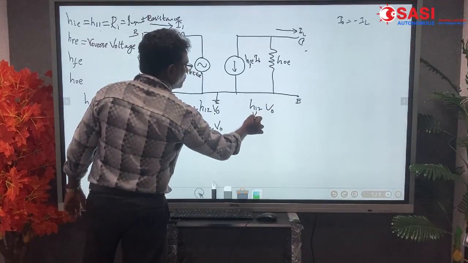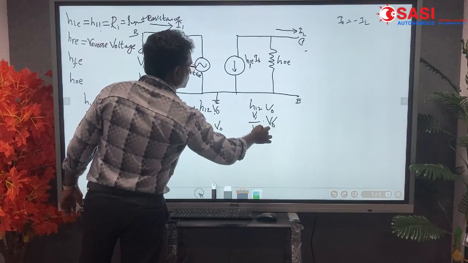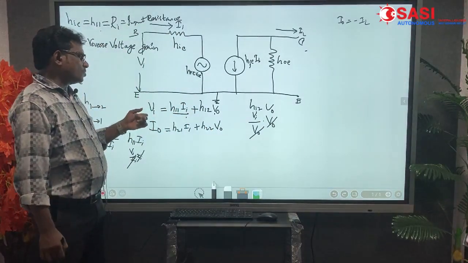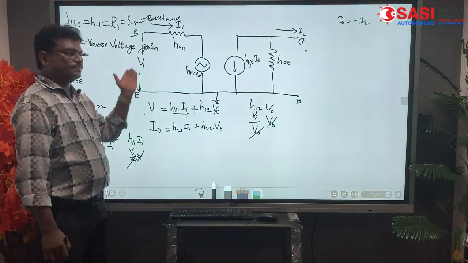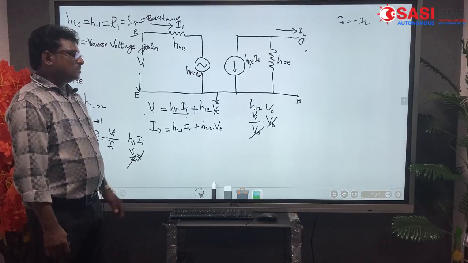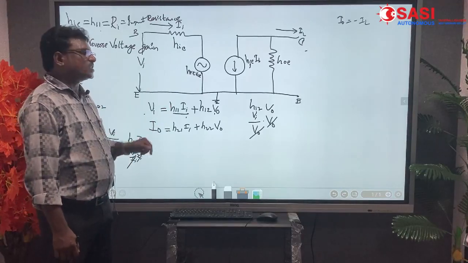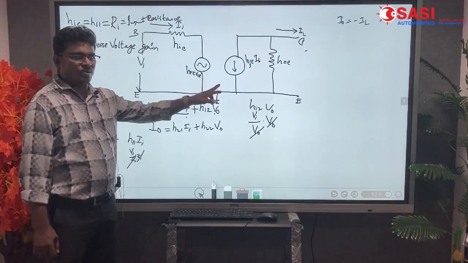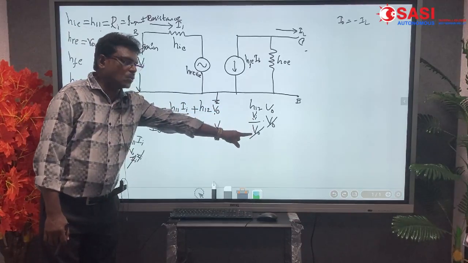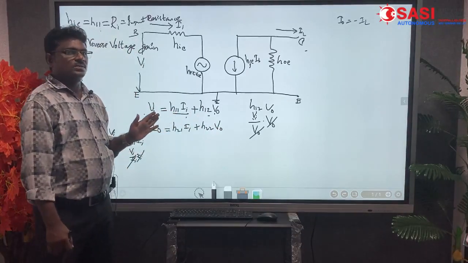That means input voltage by output voltage into output voltage. Cancel, remains Vi, equal to the sum of the voltage drops across the branches. So that's why this is named H12. The gain transfers from the output port to the input port. Reverse voltage gain: port 2 voltage to port 1 voltage, H12. You are observing this clearly.